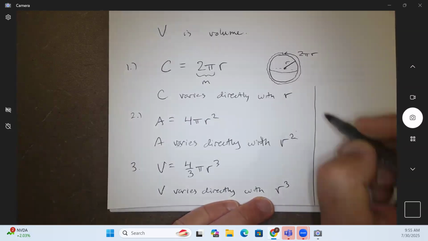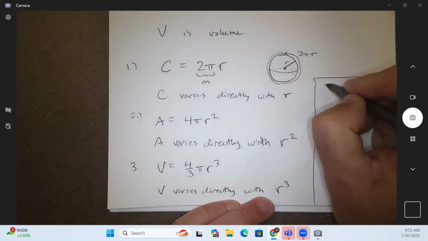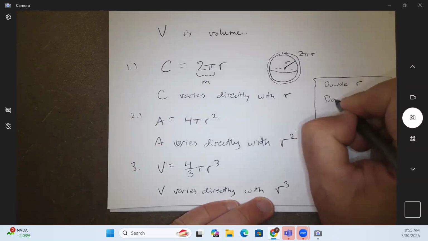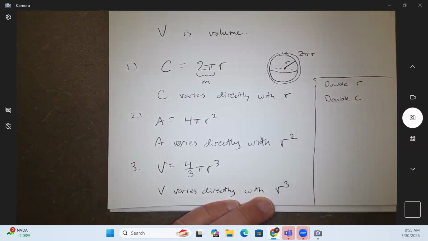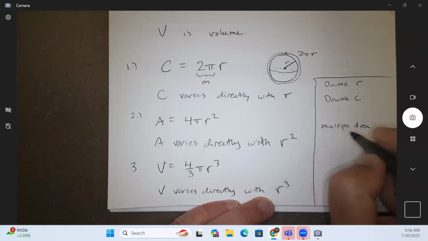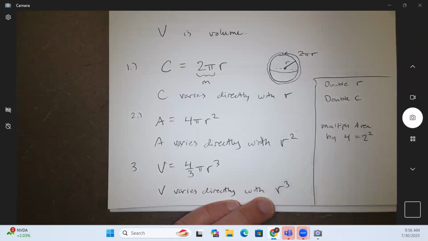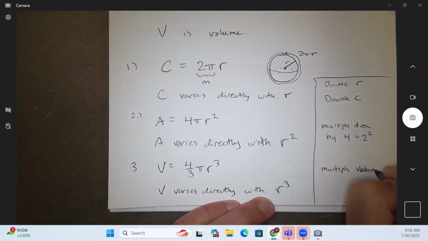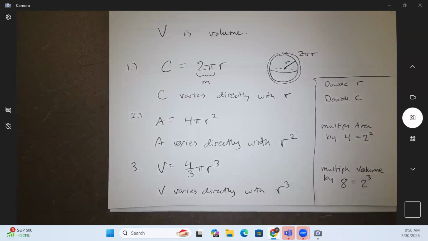So let's look at what that would mean over here. Let's double r. Then we're going to double the circumference because it varies directly with r. But we're going to multiply the area by 4, which is that 2 squared. And we're going to multiply volume by 8, because that's 2 cubed.